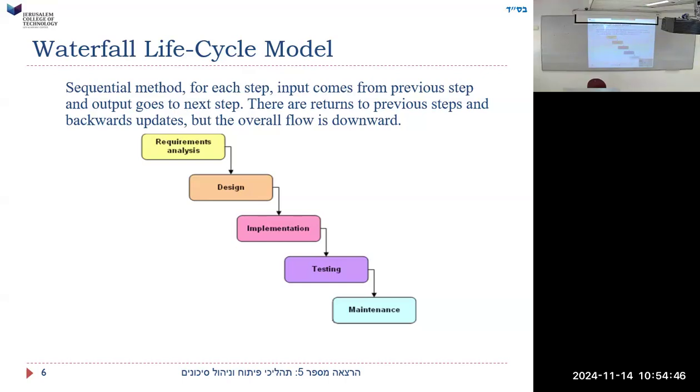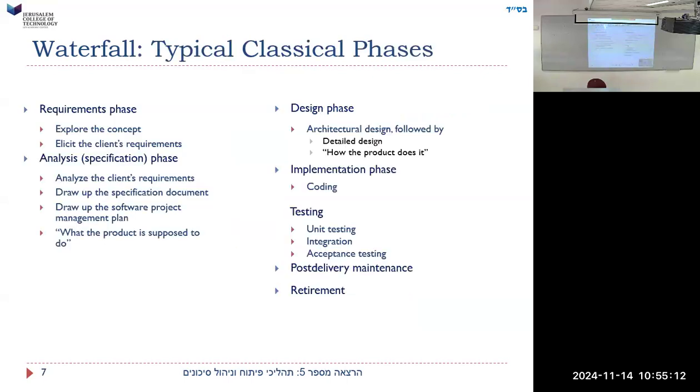He said there might be returns to previous steps, but overall it flows down. The output of one step is the input of the next. The output of the requirements analysis allows me to now start the design. The design allows me to start the implementation. And once the implementation is finished, I can start the testing. So the output of one level is the input of the next.